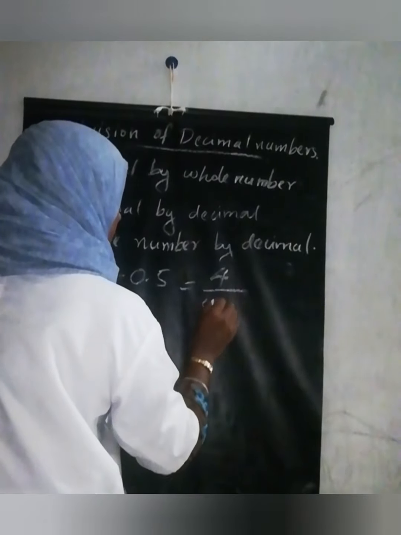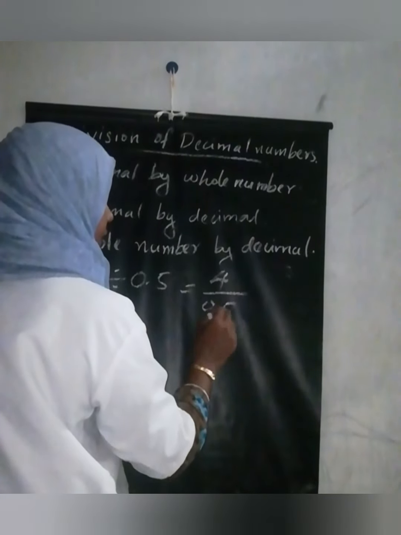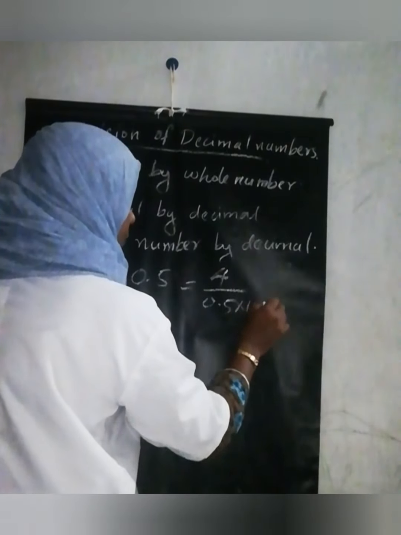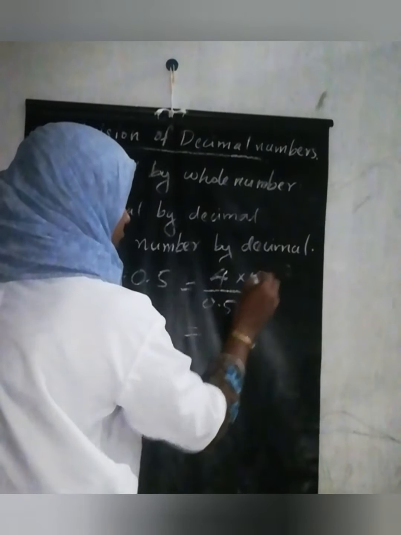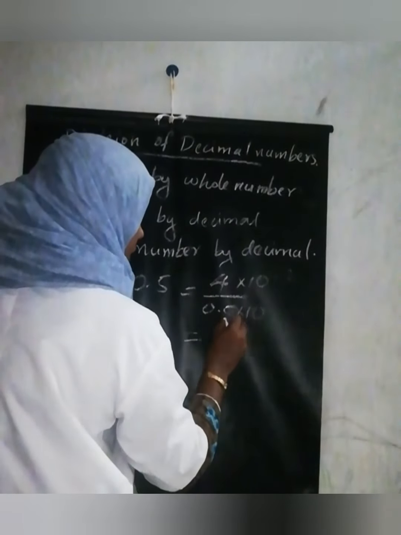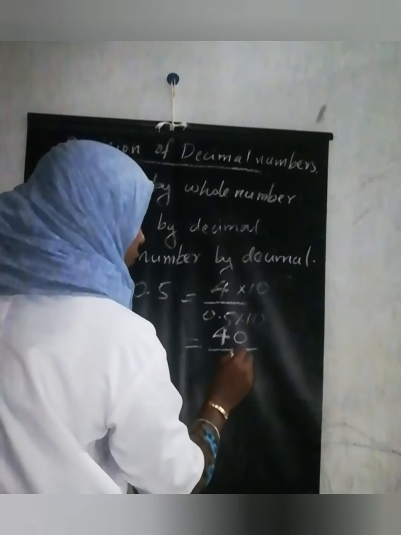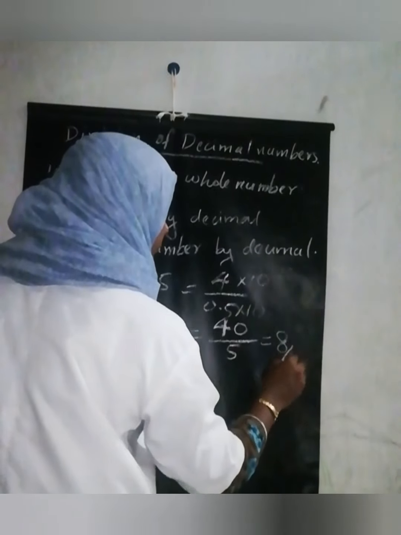That is, we have to do it. 4 divided by 0.5. Here we have to avoid the decimal in the divisor. For that we multiply by 10, numerator also using 10. Then the question will be 4 into 10 is 40, and 0.5 into 10 becomes 5. Okay. Then 40 divided by 5 is equal to 8.